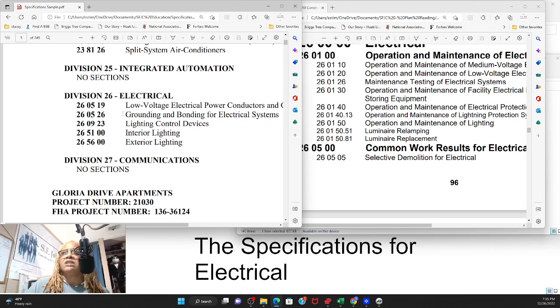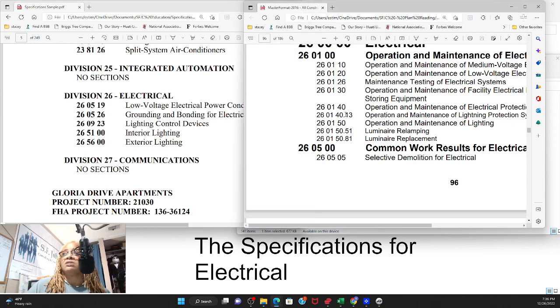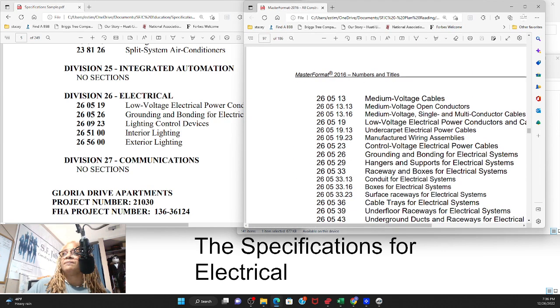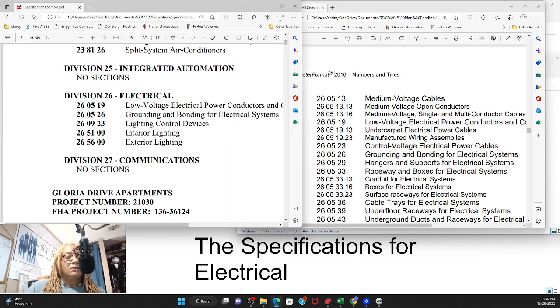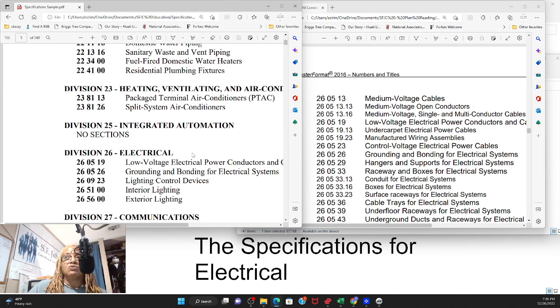So let's look and see if on our master format that 260519 is actually low voltage electrical power and conductors, which it should be. So let's see, 2619. Yep, there it is. Low voltage electrical power conductors. So what is master format? It's like a boilerplate set of documentation, a set of rules.